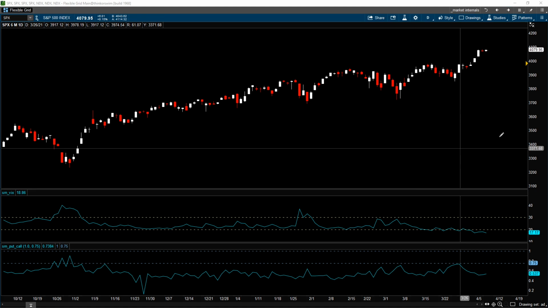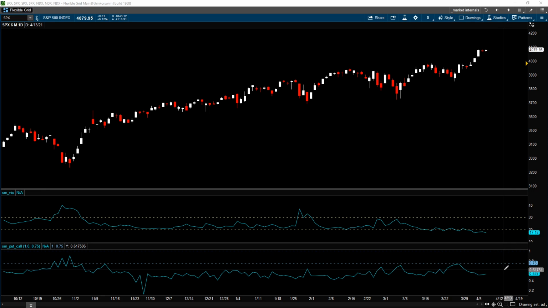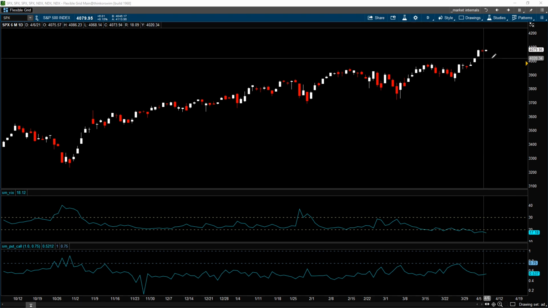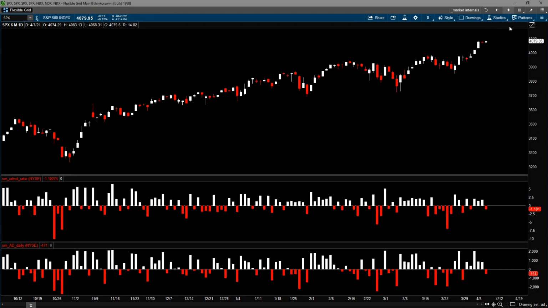So quickly go to the sentiment and also the daily internals. The VIX is down at the 17 level, and the put call ratio is near that 0.5 area there. And right now we just got an update on the S&P 500. It's 4,079.95. That's the closing number. So that's still above the previous closing high, which was 4,077.91 on Monday.